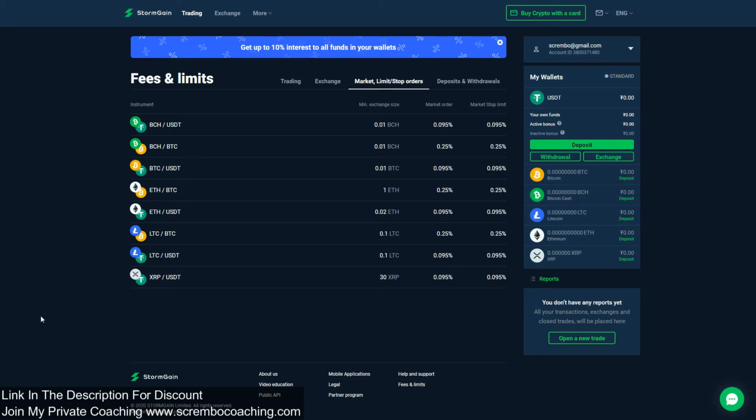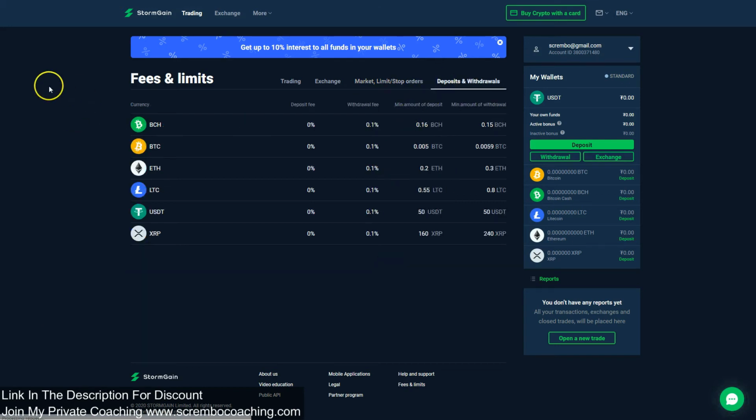And then going towards the deposits and withdrawals tab, which is the last one, where we have certain fees and limits that we need to consider. We have no deposit fee. So for example, when you're putting in $10,000, the platform is not charging you any deposit fee. Other platforms do charge deposit fees. They charge less trading or exchange fees, but they do charge deposit fees. So you have to see which is the best for you guys.